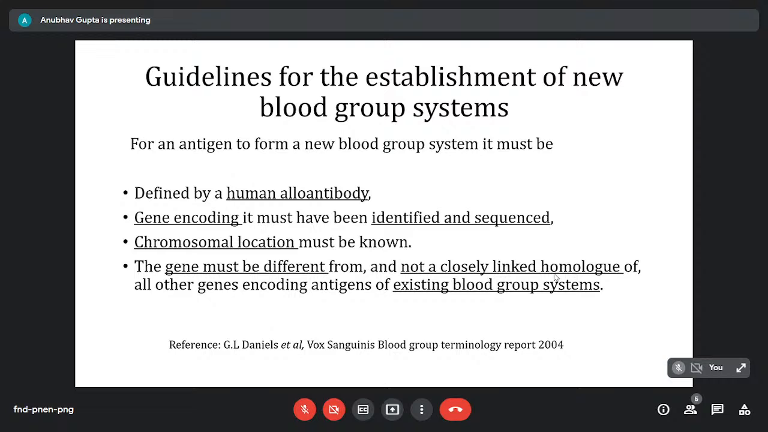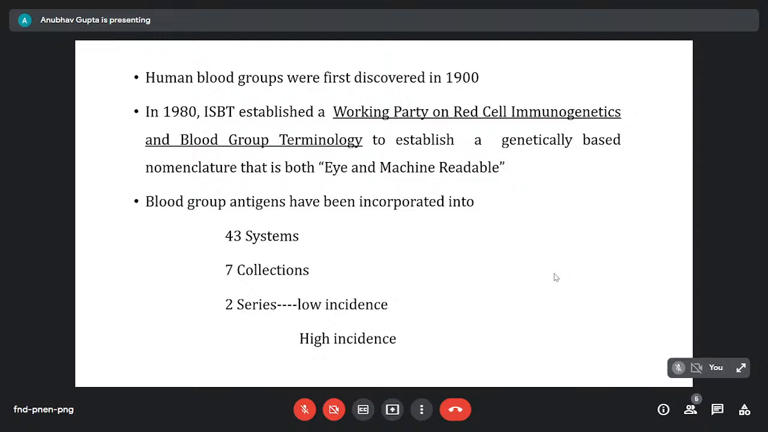Coming to the basics and coming to the history, the human blood group systems were first discovered in the 1900s. And the first blood group system was discovered by Landsteiner. We already know about it. But after 80 years, that is in the 1980s, the ISBT established a working party on red cell immunogenetics and blood group terminology to establish a genetically based nomenclature that is both eye and machine readable. And it is internationally accepted.